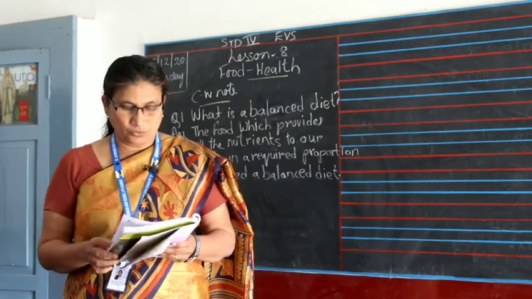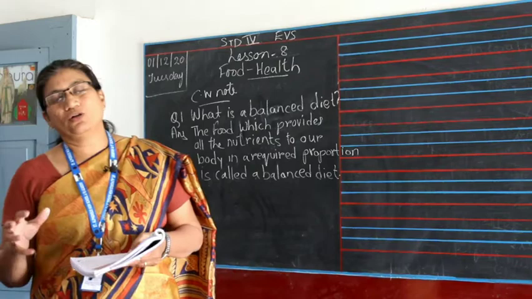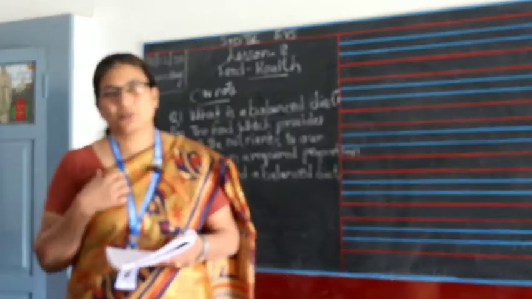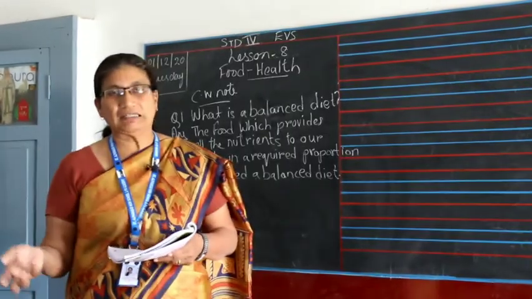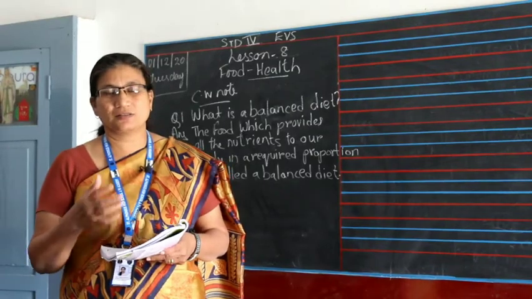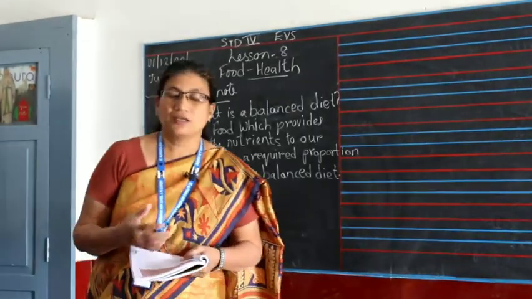Now when we come to it, we know all the animals eat different kinds of food. Like human beings, obviously they eat meat, they eat vegetables, they eat leafy vegetables, they eat greens, they eat fruits.